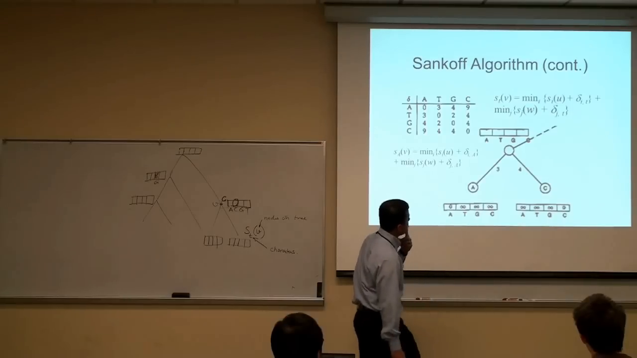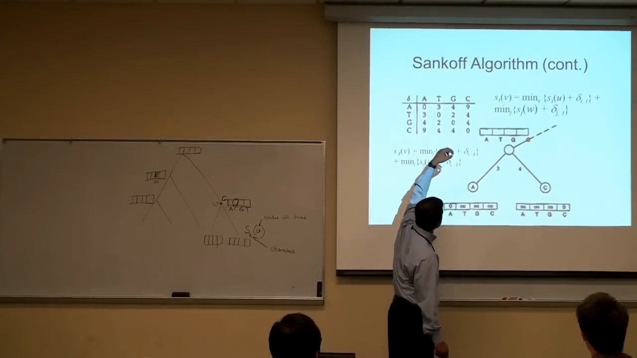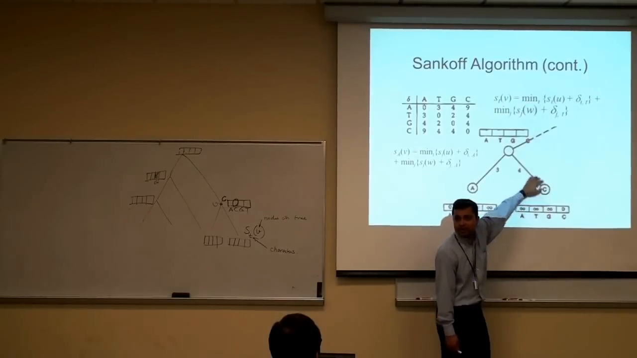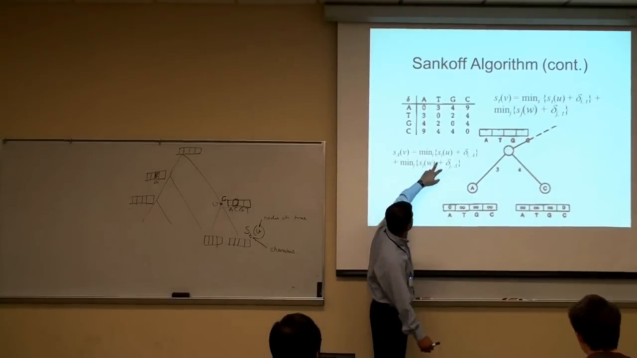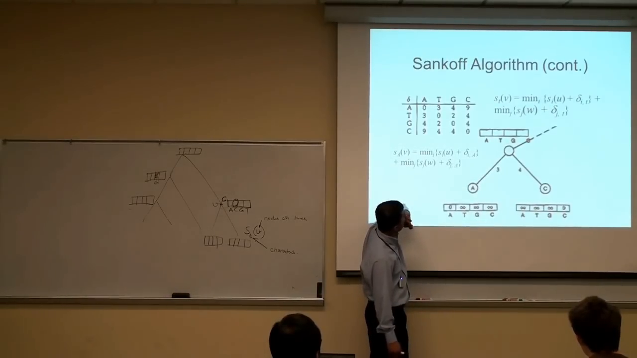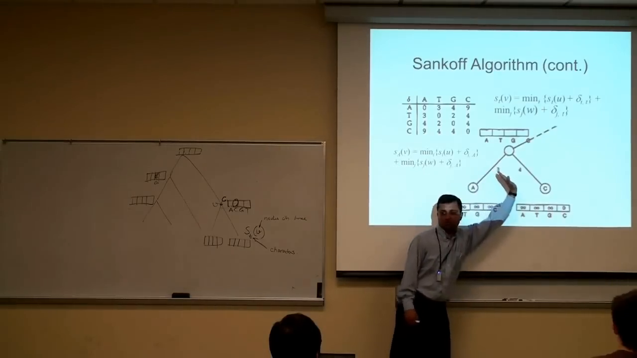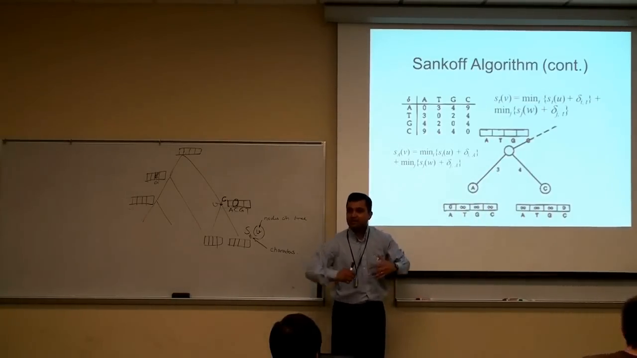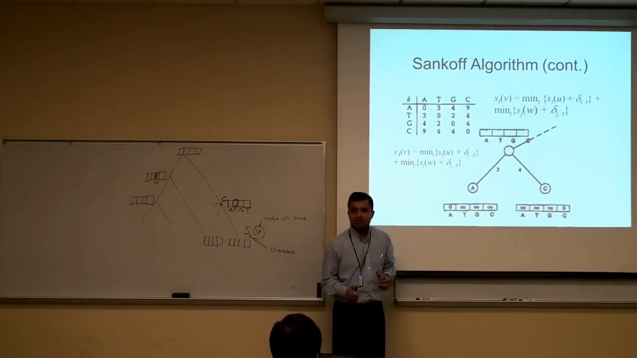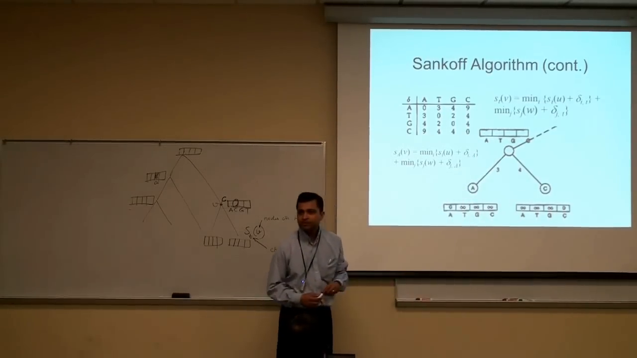No. An A to C, sorry. You pay how much? A to C is 9. You pay 9 for this part and 0 for this part. So the sum is, you're taking the minimum of both children separately and adding them up. Okay? So in fact, what you'd fill in here is 9.